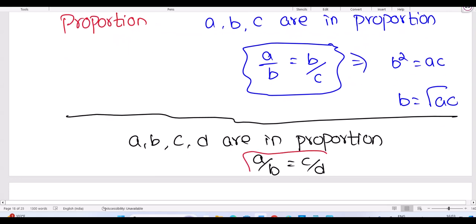And here terminologies are important. B is in the middle of A and C. That is why it is called mean proportion.